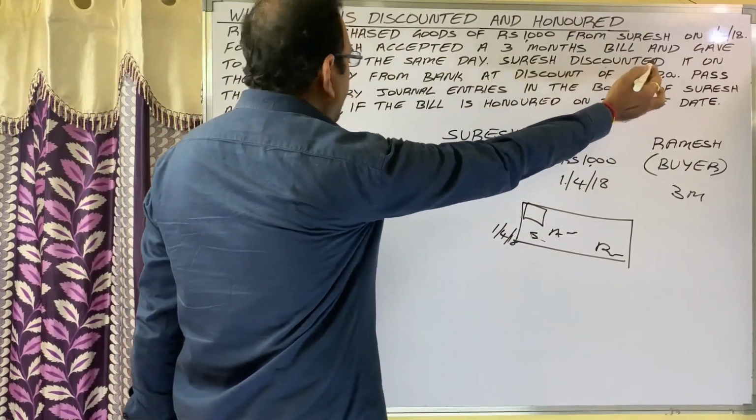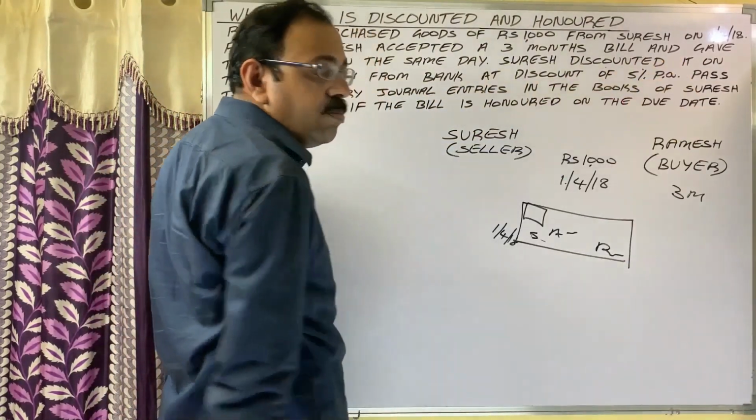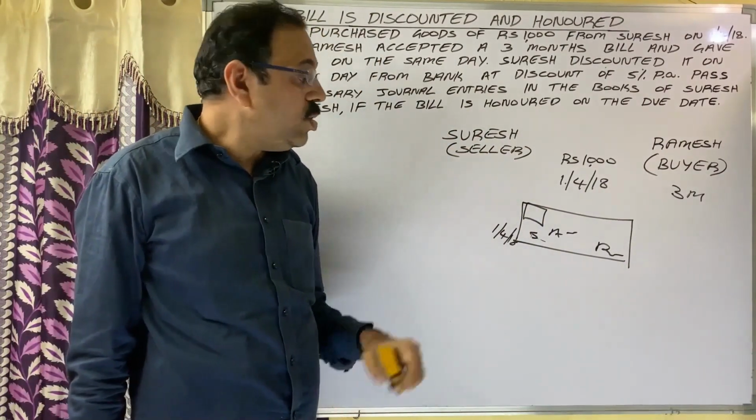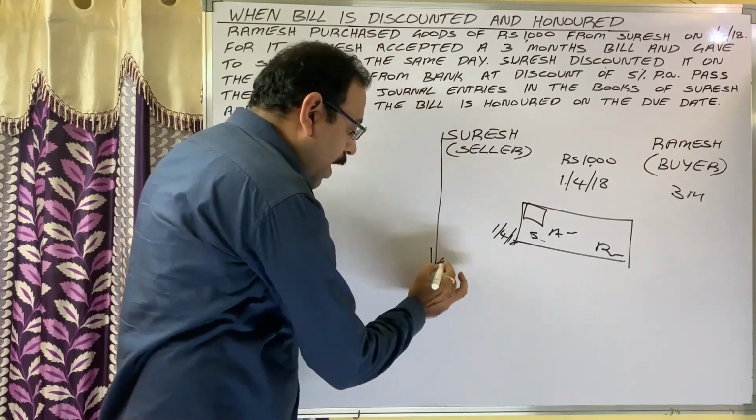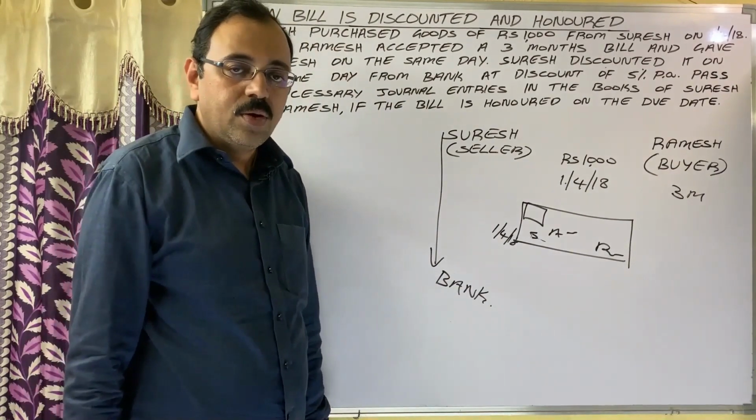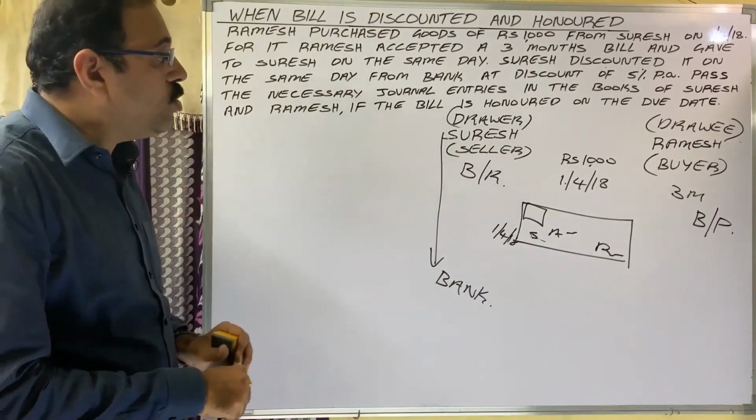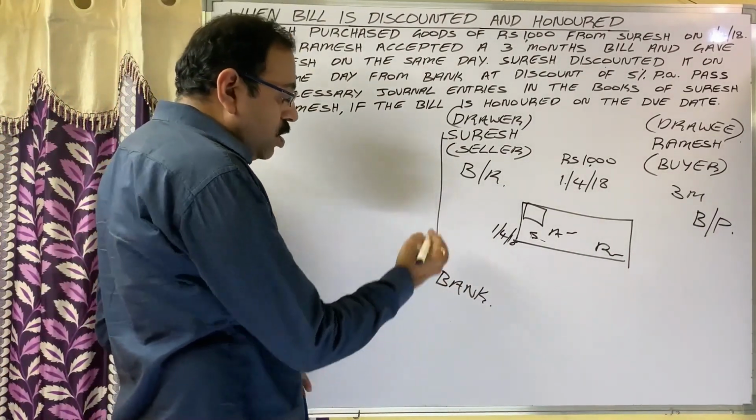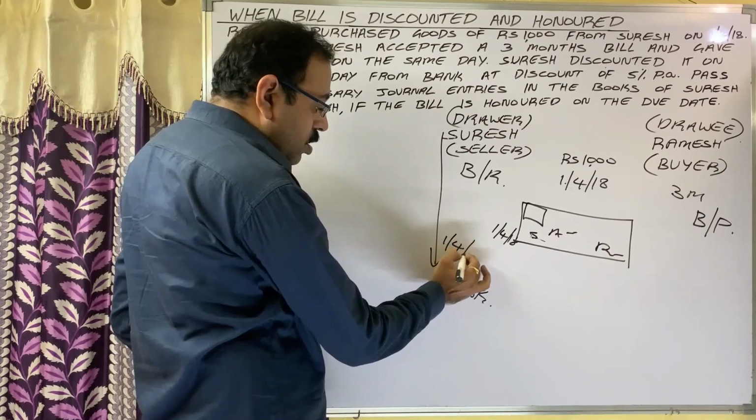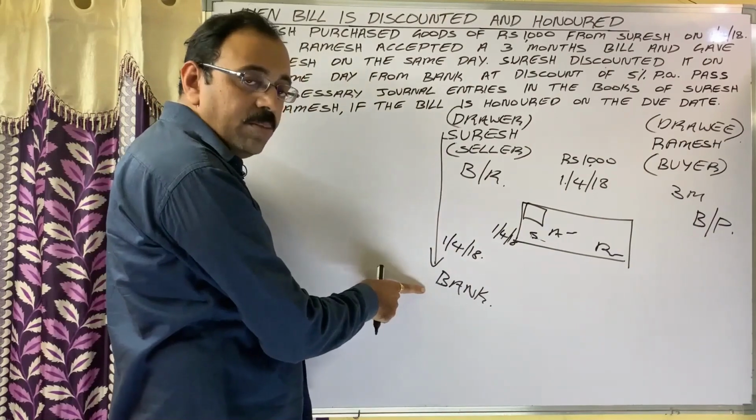Suresh discounted it on the same day with the bank at a discount of 5% per annum. So Suresh wants to encash this bill. He went to a bank where he has one account, and he sold this bill to the banker. Suresh is discounting the bill with this bank on the bill drawn date.